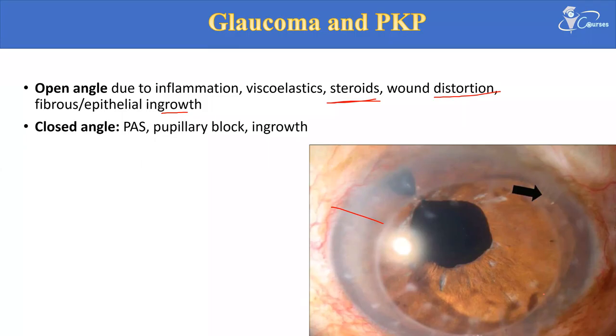Or the glaucoma can be closed angle, which can be due to peripheral anterior synechiae. That's why in patients who are liable to develop peripheral anterior synechiae, we should do synechiolysis intraoperatively. Pupillary block, as we will say in closed angle glaucoma, or it can also be due to epithelial ingrowth.